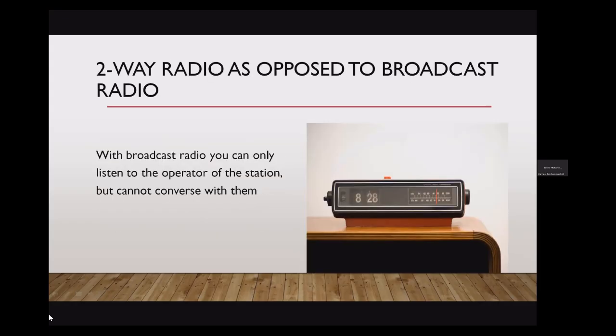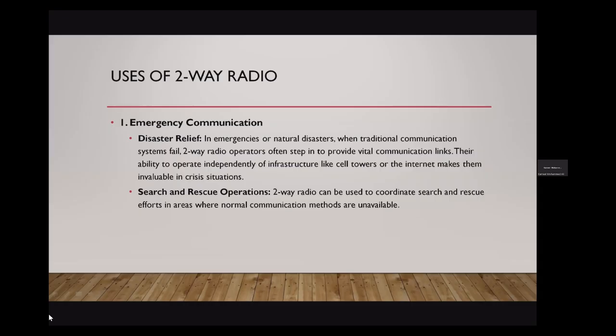Two-way radio is different from broadcast radio, where you can only listen to the operator of a station, but cannot converse with them. For example, your FM stations that you listen to in your car and homes. Now, what is the use of a two-way radio? We can use two-way radios in emergency communications, for example, in disaster relief.